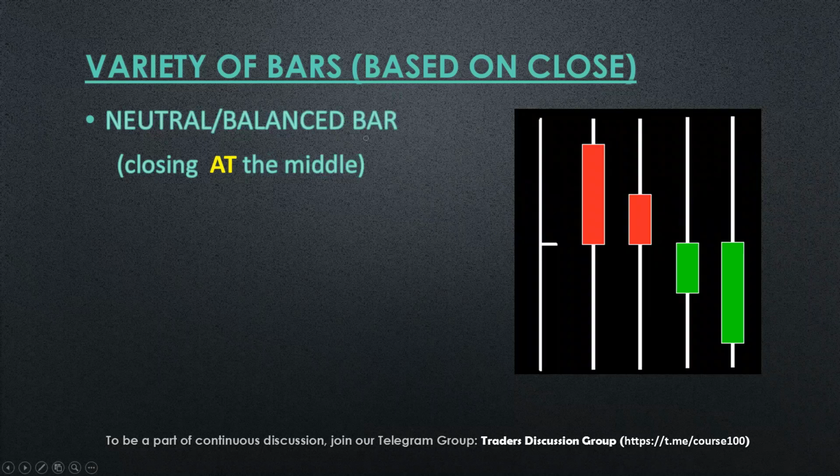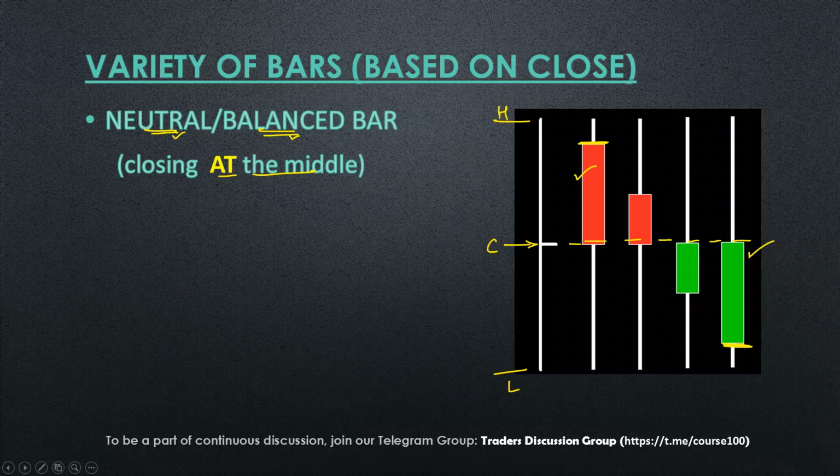Now the third type is referred to as a neutral bar or balanced bar, where we close near the middle of the bar. From highs to lows is the size of the bar, and my closing is near the middle of the bar. It means a neutral or balanced bar. In this example, my bar is opening near the highs or near the lows, but it is closing in the middle.